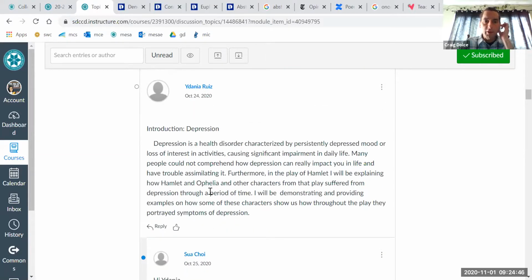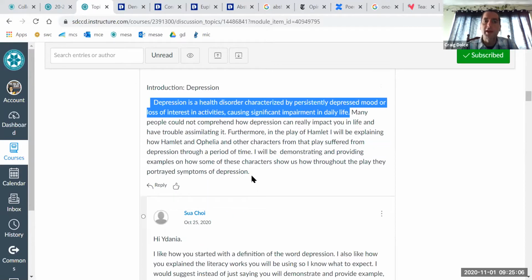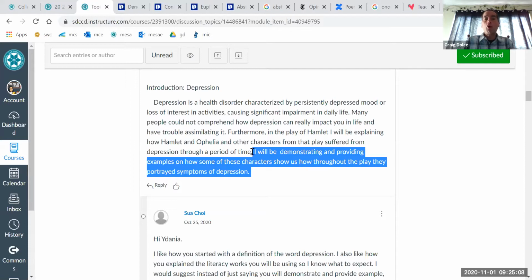Okay, depression. Now, if this is a definition, I like that you're starting with it. Just make sure if you got those words from somewhere else, you put quotes around it and then cite the definition number, just like you would cite a paragraph or a line number. Suffered from, well, demonstrating how some of the characters show us that they portrayed symptoms. Okay, now, again, show that they portrayed symptoms of depression to make your point about depression.